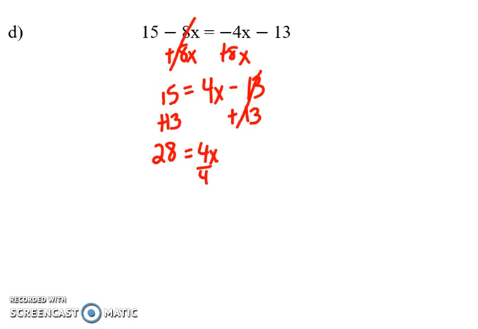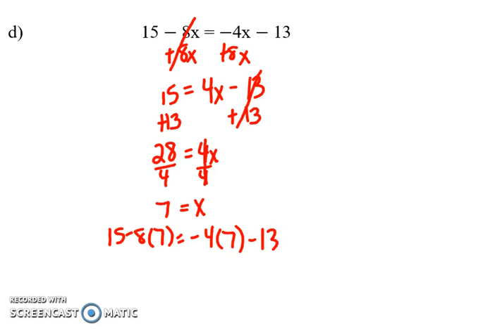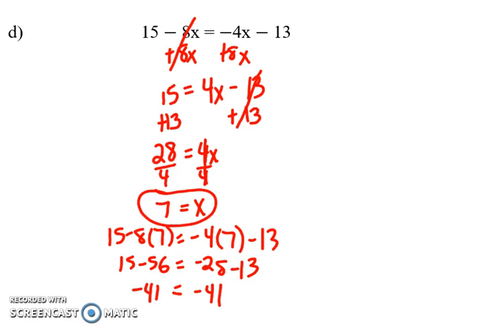So I'm going to divide both sides by 4. My 4's will cancel, leaving me with 1x. 28 divided by 4 is 7. So if I do 15 minus 8 times 7 equals negative 4 times 7 minus 13. So here I have 15 minus 56. Here I have negative 28 minus 13. And when I do this, I'll end up with negative 41 equals negative 41. So x equals 7.